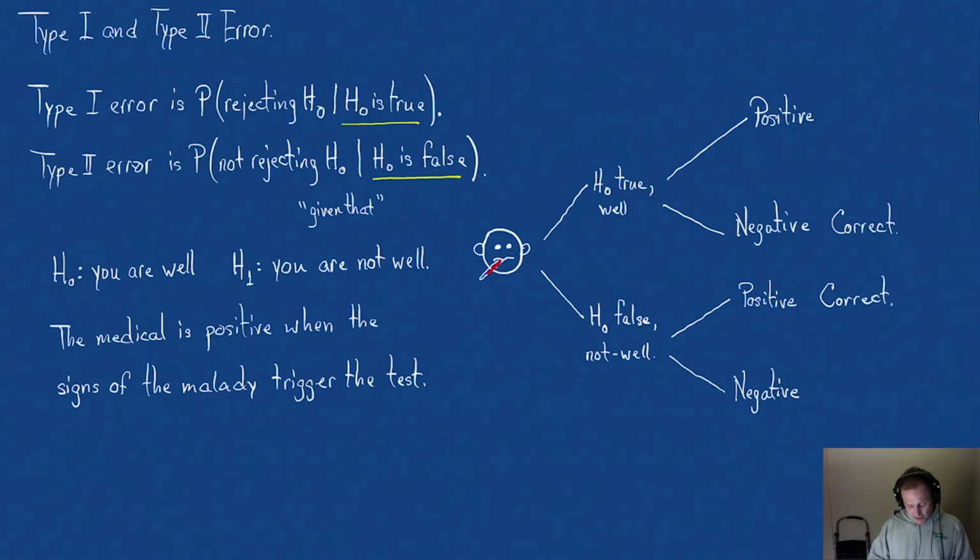Now let's take a look at this top branch. You're well, but the test comes back positive. But that's not correct. That's not correct because you are well. It should have come back negative. Not correct. This is what we call a false positive.